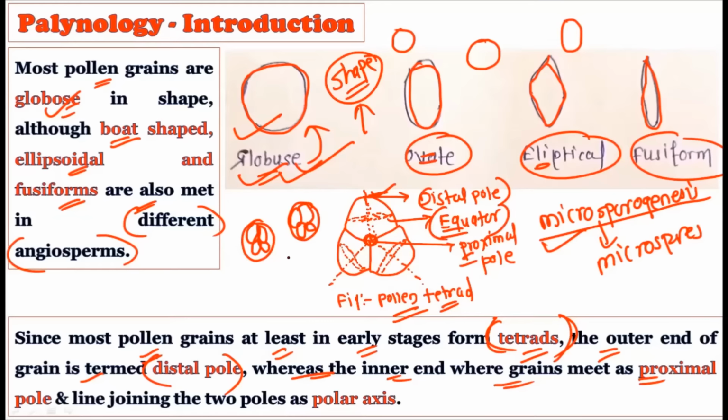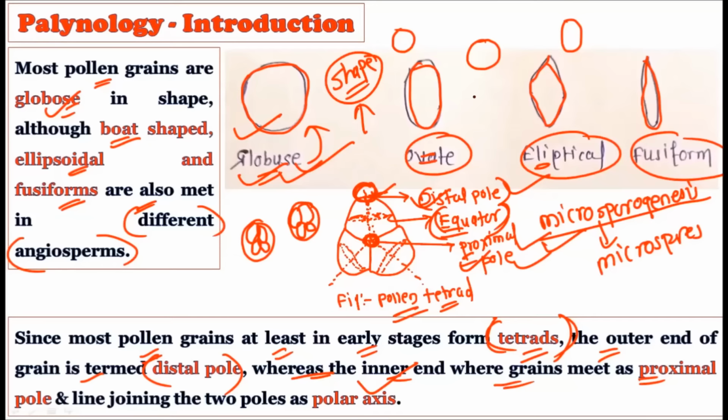So in general, when we study the morphology of the tetrad, you will find exactly at the center the proximal end, and at the corners or at the top you will find the distal pole. The proximal pole and the distal pole lie exactly opposite to each other, and the line joining them is considered the polar axis. Exactly in the middle of the polar axis you will find the equator on the pollen grain.